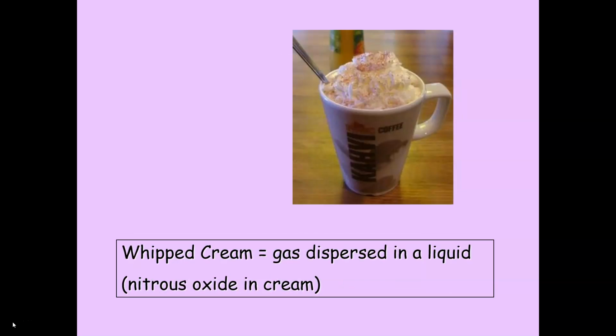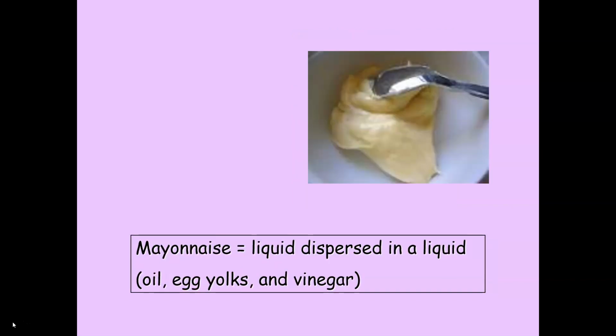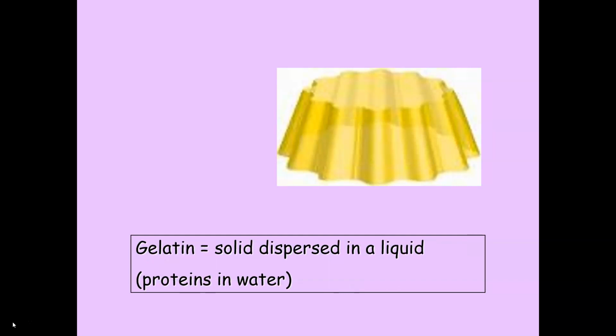Whipped cream is a solution. You have a gas dispersed in a liquid. You have nitrous oxide that is fluffing that cream up. Okay, so that is an example of a solution. Mayonnaise, you have a liquid dispersed in a liquid. You have oil, egg yolks, vinegar, right, to make that delicious condiment. Gelatin, Jello, it's a solid dispersed in a liquid.